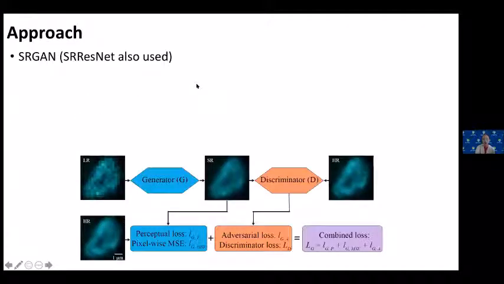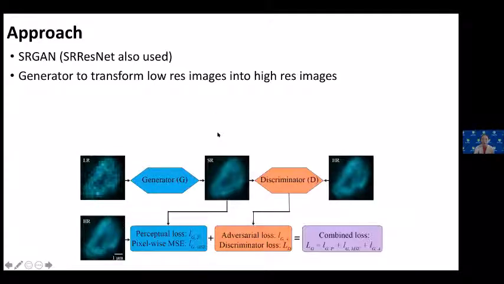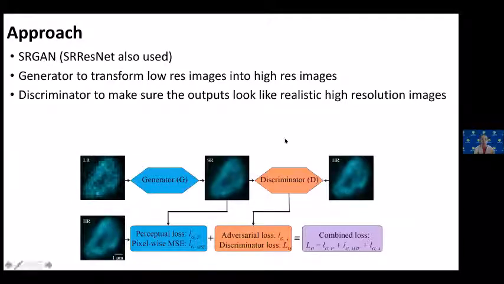The approach we tried is mainly focused on SRGAN. We also tried the SRResNet as well. I believe all of you are pretty familiar with it. The GAN network has a generator and a discriminator, 2 parts, and the loss will be the combination of the 2 parts here. The generator will transform the low resolution image into the high resolution image, and the discriminator will guide this process to make sure the output looks like the real high resolution images here.